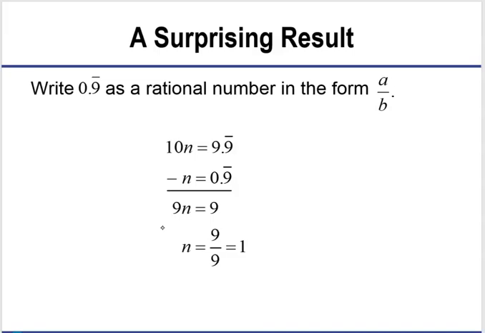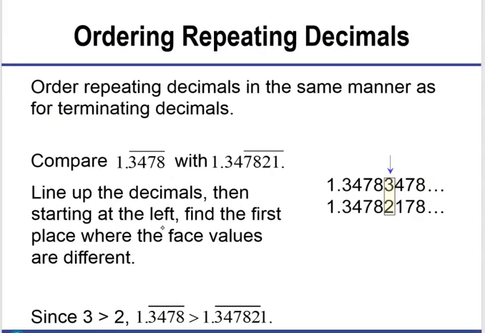Now, what if we have to order these things? Okay. You remember smallest to biggest or biggest to smallest? Make sure you read your directions there. So ordering repeating decimals is done in the same manner as the terminating decimals. Hey, just line everything up.